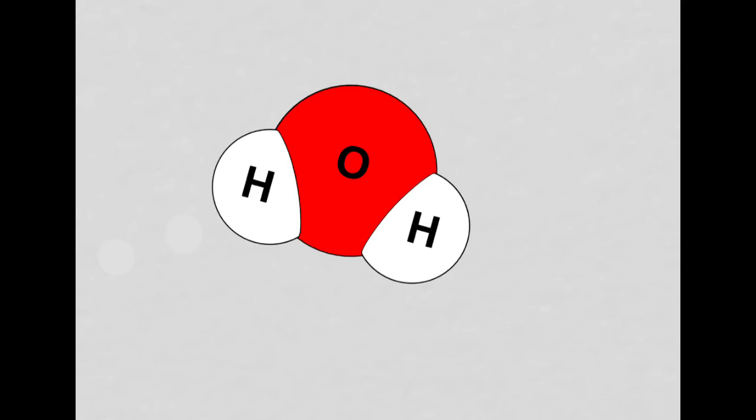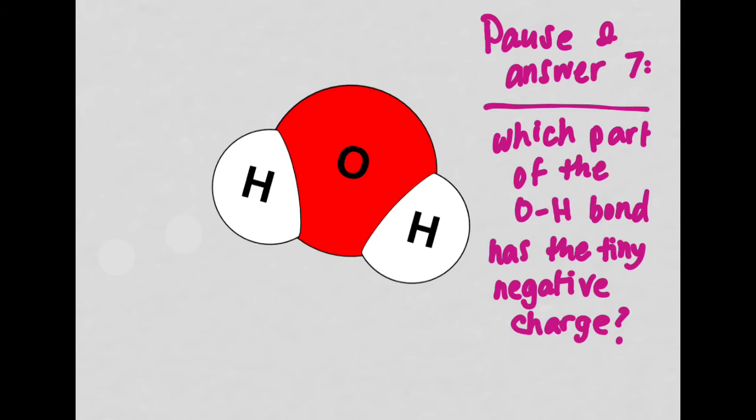So I want you to pause and answer: which part has the more negative charge and which part has the more positive charge? Okay, so pause and answer this question. Which part of the OH bond has the tiny negative charge? Is it oxygen or hydrogen?